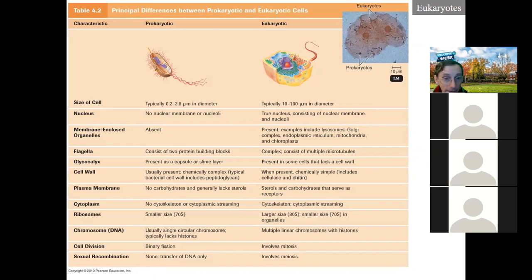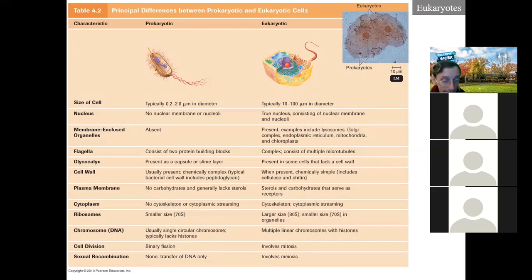It generally lacks sterols, no carbohydrates. The plasma membrane in the eukaryote is a little more complex. It has sterols and carbohydrates. The cytoplasm, this is out of date. This textbook is out of date, and I'm not sure why it's out of date because this has been known for over 10 years now.